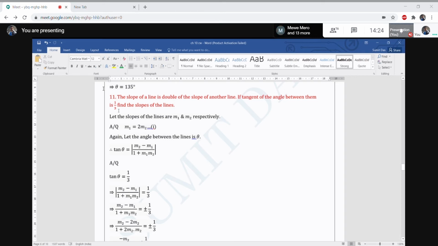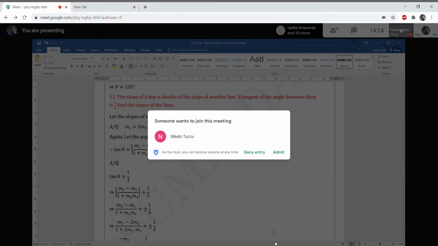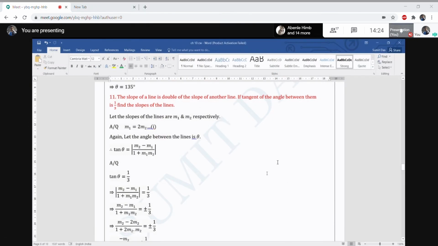So we take the slopes of the lines as m1 and m2 respectively. As per the question, m1 equal to 2m2. Again, the angle between the lines is theta. I think you understood that, from the equation it is given that one slope is double the other. So if one is m1, another will be m2, and the tangent of the angle between them is 1 by 3. So we took the angle between them as theta.